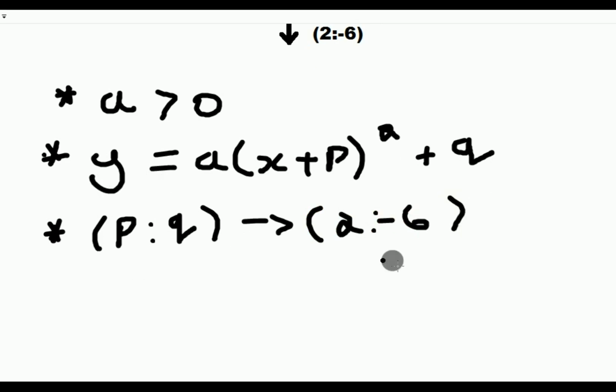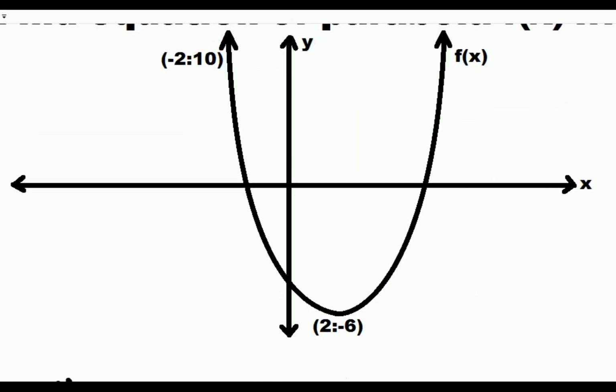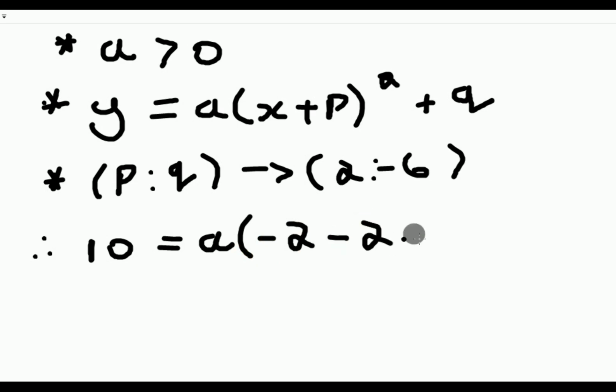So we are going to substitute 2 and minus 6 in this formula, and we are also going to substitute y and x using the coordinates of this point, which is minus 2 and 10. So on y we're going to put 10 and on x we're going to put minus 2. Therefore this is going to give us 10 is equal to a open bracket minus 2 minus 2 all squared minus 6.